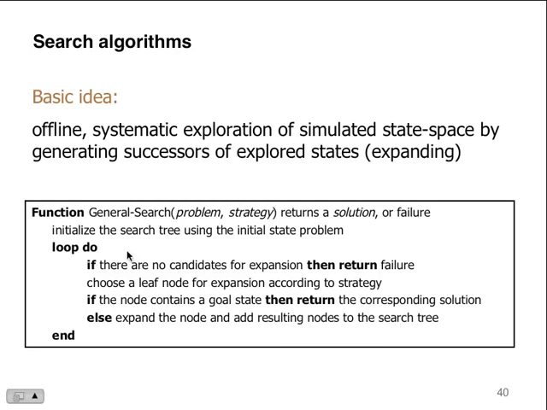Loop do. What does loop do mean? If there are no candidates for expansion, then return failure. Otherwise, choose a leaf node for expansion according to the strategy. If the node contains a goal state, then return the corresponding solution. Else expand the node, adding the results to the search tree.